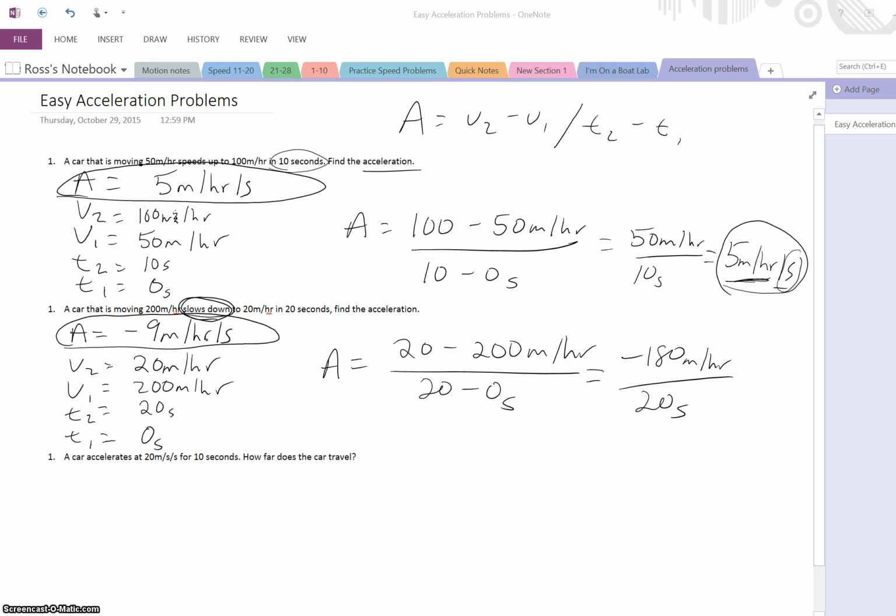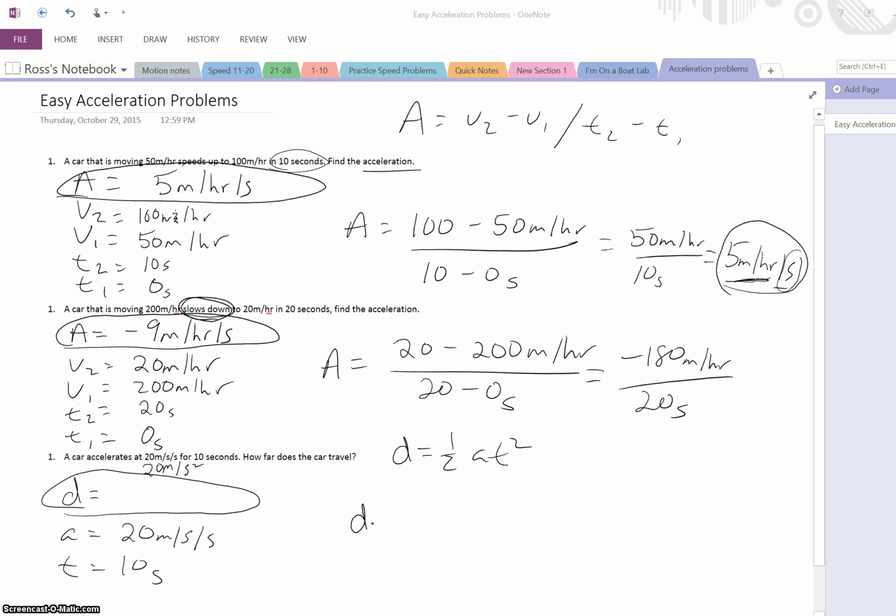A car accelerates at 20 meters per second. Just FYI, another way of writing that would be 20 meters per second squared, for 10 seconds. How far does the car travel? So we know that the equation for that is D equals 1/2 AT squared. So we need a little bit different setup here. We'll have D, A, and T. So time is going to be 10 seconds. Acceleration is 20 meters per second squared, and distance is what we are finding.